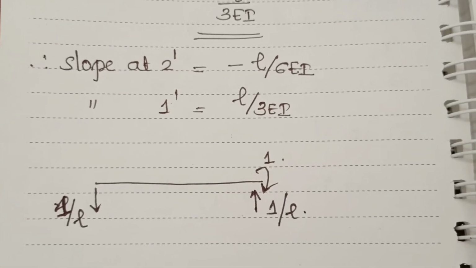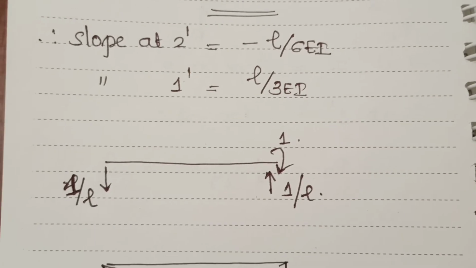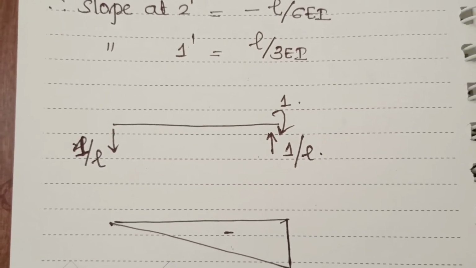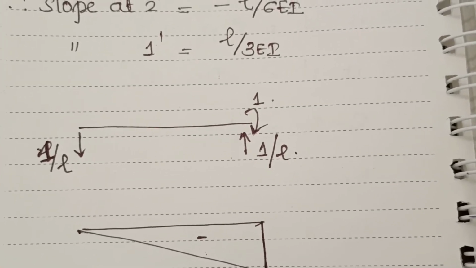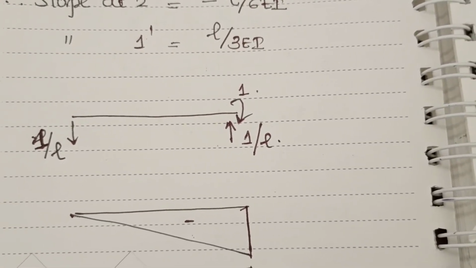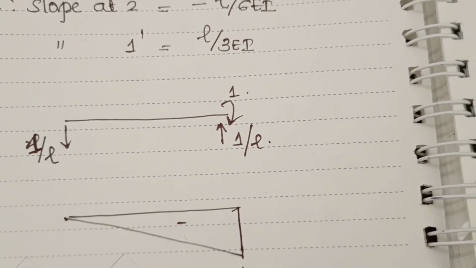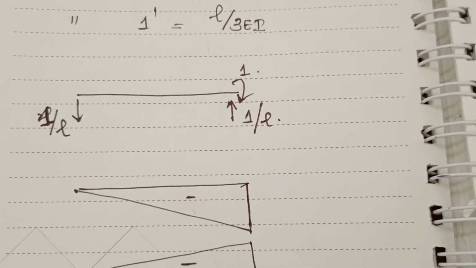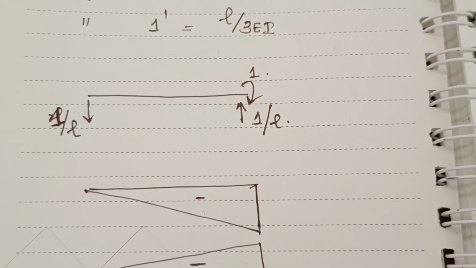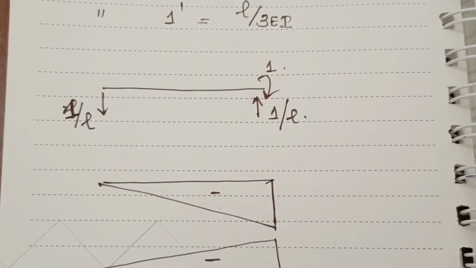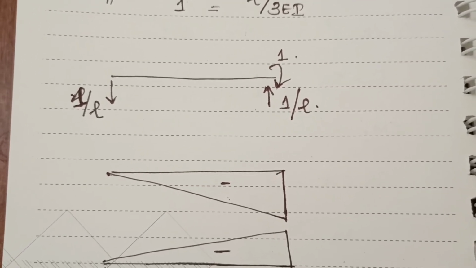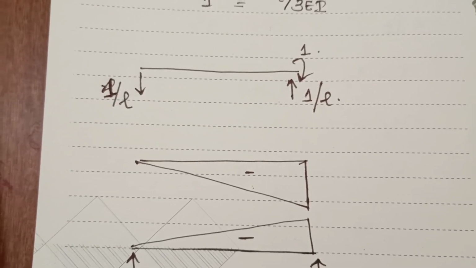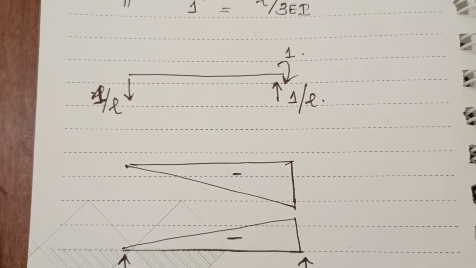That was while applying the moment at the first point. Similarly, we have to work on the moment at the second point. At that time, the moment at the first point is neglected and the moment at the second point will be unity. Since the moment at the second point is also in clockwise direction, the reactions will be in anti-clockwise direction and their values will be 1 by L. At the first point it is downwards and at the second point it is upward.